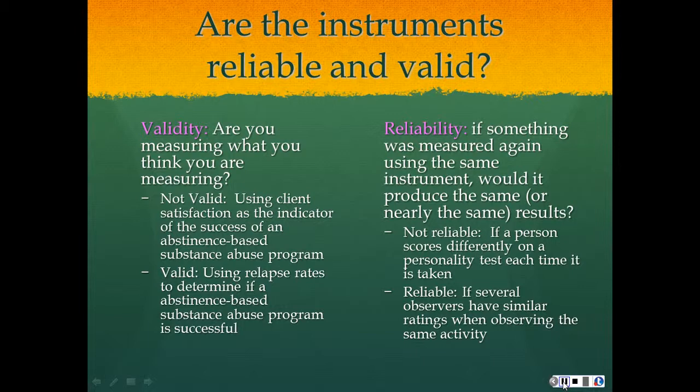So say you give a personality test like the MMPI to a client, and every time they score differently on it. That might be a product of the test not being a very reliable test. Something that would be reliable is to say you had several observers watching the same activity and they gave similar ratings. That would mean that whatever instrument they're using and whatever training you've given them to use the instrument has produced a reliable tool.